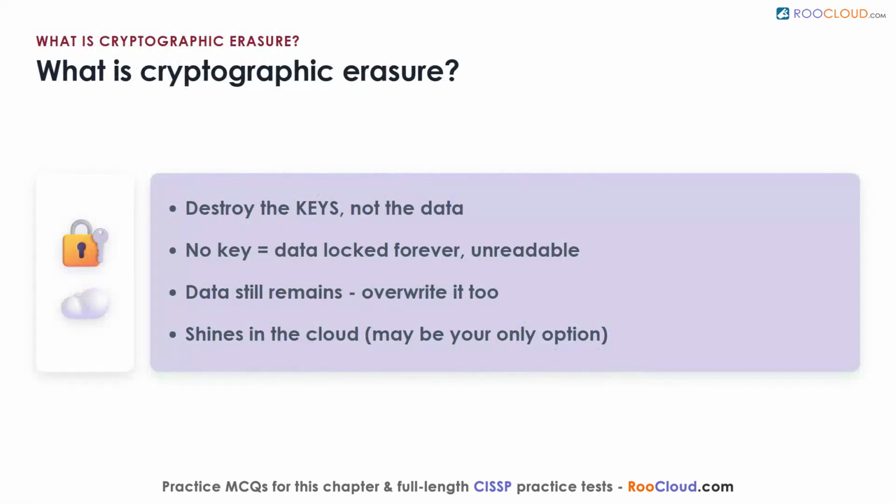What is cryptographic erasure, and where does it shine? It is destroying the keys instead of the data itself. If information is encrypted, deleting the encryption keys leaves it locked forever and unreadable. The name is a little misleading, because the scrambled data physically remains. That means you should still overwrite it, since weak encryption or a stray backup key could reopen it. This method truly shines in the cloud, where destroying the keys may be your only real path to deletion.